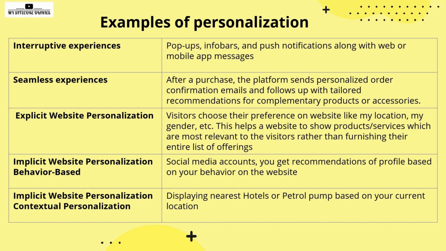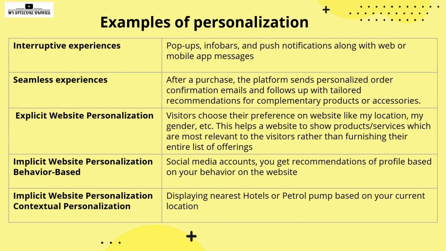personalized. Implicit website personalization behavior: like in social media accounts, you get a recommendation of a profile based on your behavior on the website. So whatever kind of profiles you are checking, whatever kind of reels you are checking, depending on that, you will get a recommendation in Instagram. So that kind of personalization is called implicit website personalization behavior.